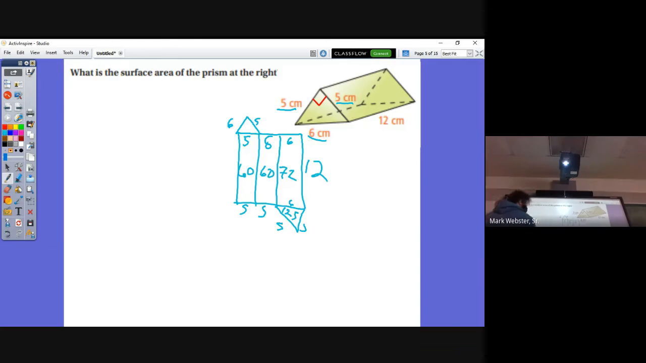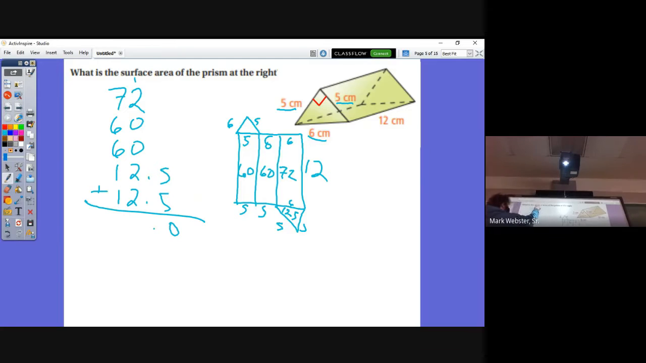So we can add it all up. We got 72, 60, 60, 12.5, and 12.5, right? You add those together. We end up with 217, and those are centimeters squared. Y'all see what I did?